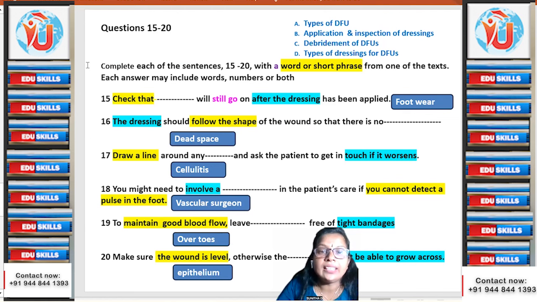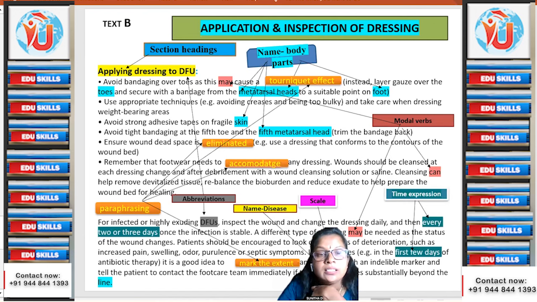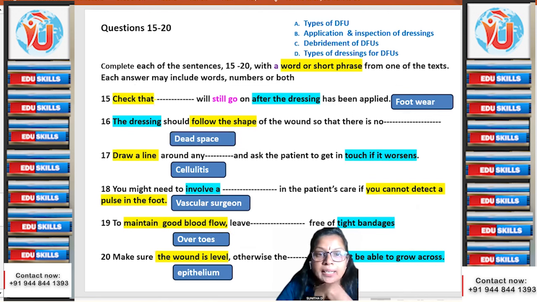Then 15th question: check that dash will go on after the dressing. So where do we have to go? In text B, sixth bullet: remember that footwear needs to accommodate. In the question they mention 'still go on', but in the text they paraphrased it as 'accommodate'. If you can identify this paraphrasing, it is easy to get the answer. So what is the answer? Footwear.